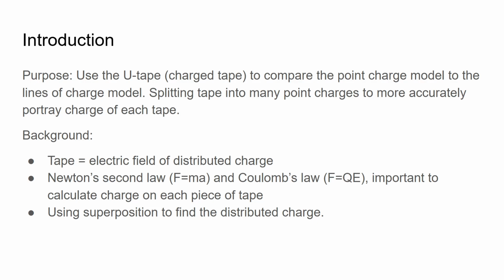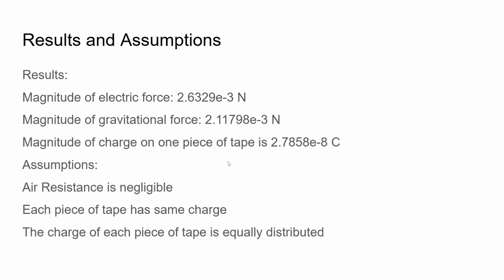Background. Tape is our representation of an electric field of distributed charge. Newton's second law, F equals ma, and Coulomb's law, F equals qE, are important to calculate the charge on each piece of tape. And we are using superposition to find the value of the distributed charge, because essentially superposition is just the charge being split up along the entire tape.